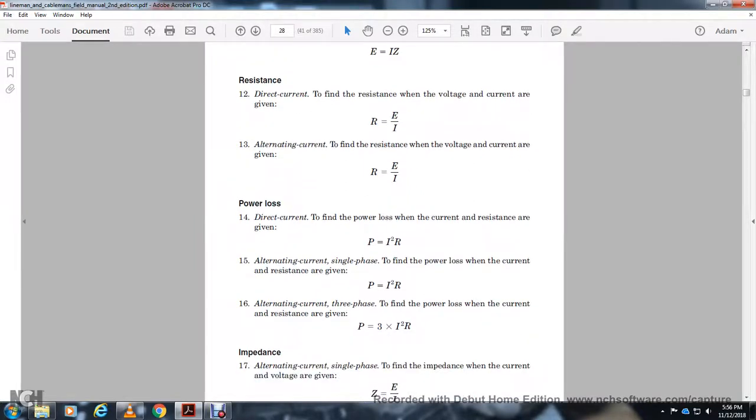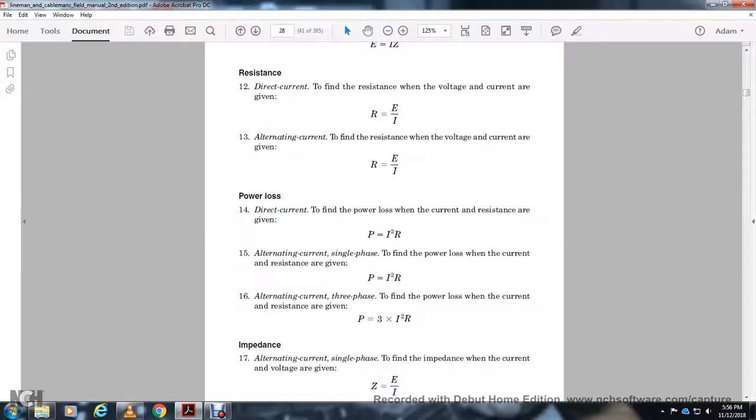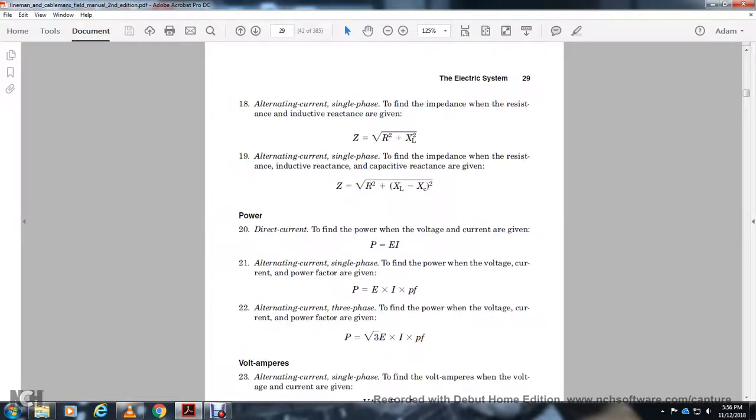Impedance for alternating current single phase is defined by the voltage over the current: impedance is equal to the voltage over the amps. Alternating current single phase is also defined by the resistance and the inductive reactance, where the impedance is equal to the square root of the resistance squared plus the inductive reactance squared.